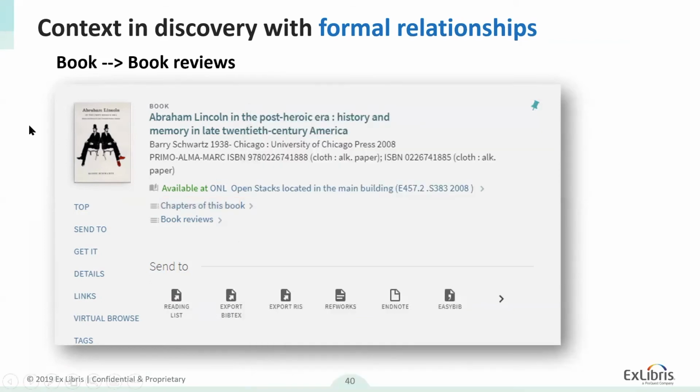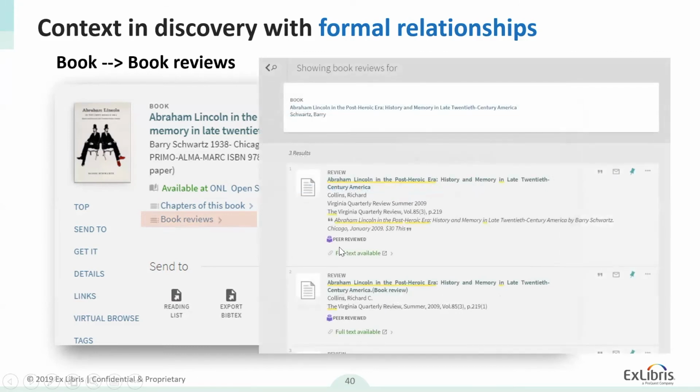Another relatively simple formal relation is books and book reviews. It works in the same way. So instead of having those popping up somewhere in the result list, we have a relation. So I get the book reviews, and I can check out what reviews were written about that book.